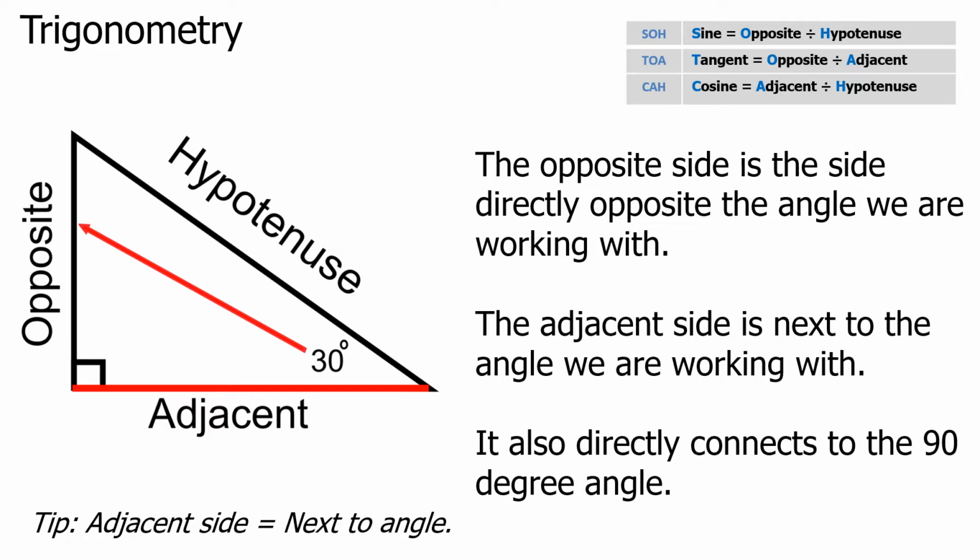We can see here the opposite side is the length directly opposite to the angle we're working with. The adjacent side, adjacent means next to, is the length or the side next to the angle. An easy way to remember this is opposite means opposite to the angle, and adjacent means next to the angle. And another little tip, the adjacent side connects the angle to the 90-degree corner.